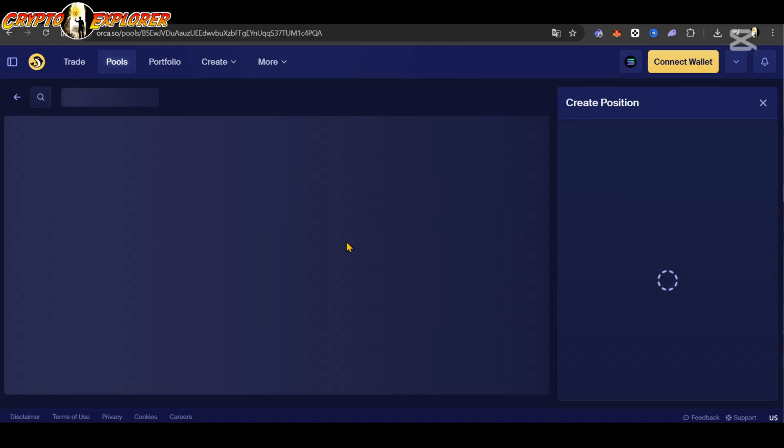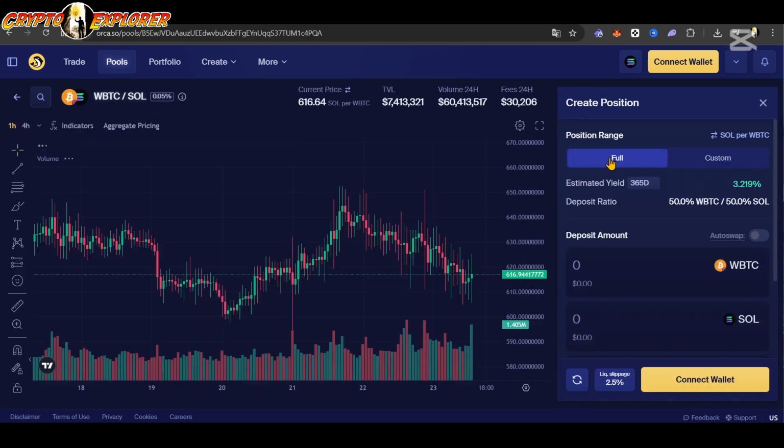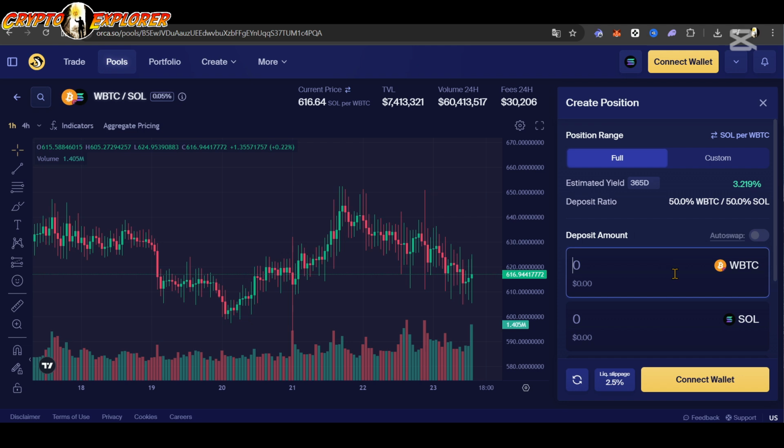So whenever you select a pool, you can go full range. And that's exactly the first thing that it shows. Position range here, full. You just need to deposit. And you see the deposit ratio here. It's going to be 50-50. So if you deposit $1,000, you'll have $500 worth of wrapped Bitcoin and $500 worth of Solana.